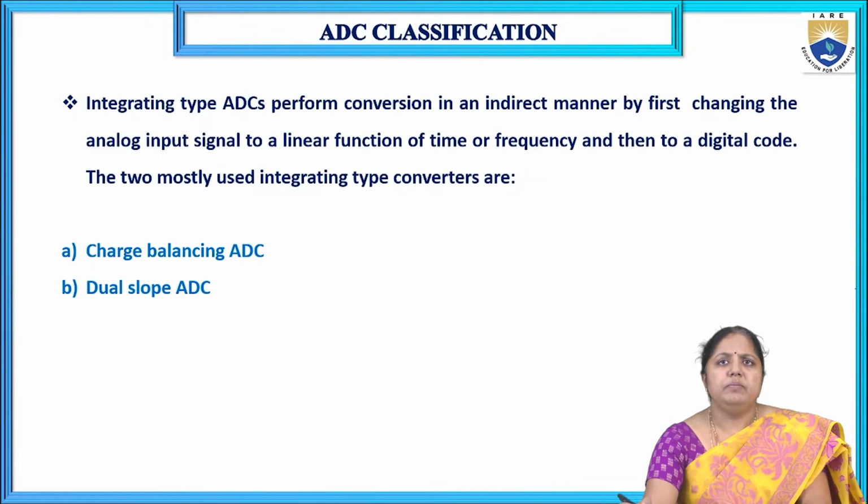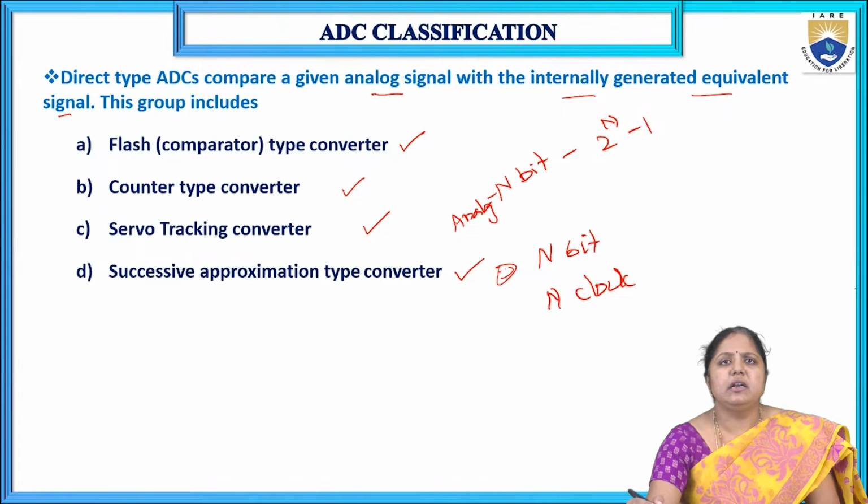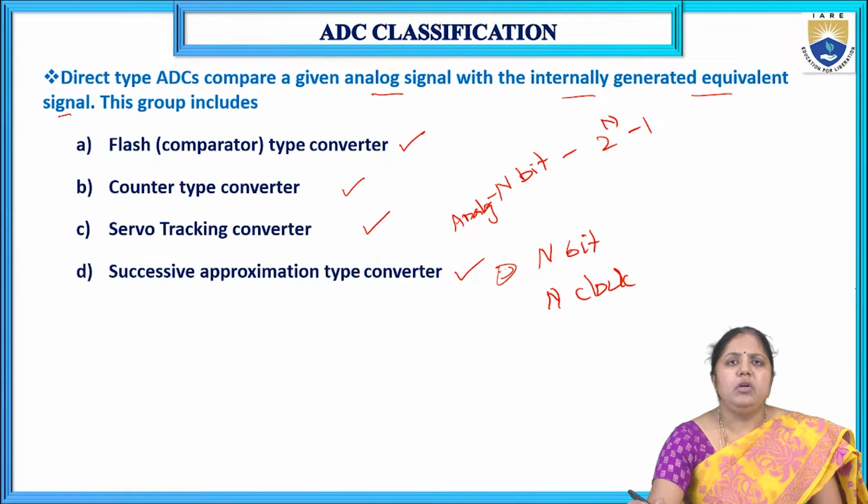The other type of ADC is the integrating type of ADC. What is the integrating type of ADC? Here, in the integrating type of ADC, analog to digital data conversion will be done in an indirect manner. In the previous one, the direct type ADC, the analog input signal is compared with an internally generated signal. Based on the comparison, it generates the equivalent digital output.